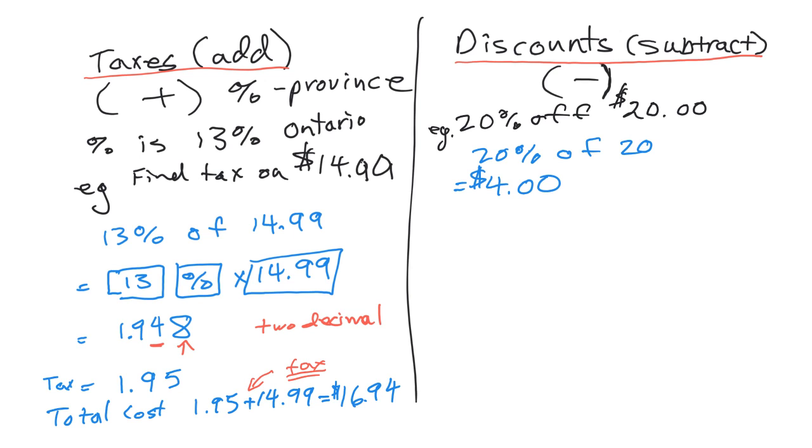Now, in order to calculate what we call the new price, all we do is take $20 and we subtract the $4 from before to get $16. And that's it. We're done.